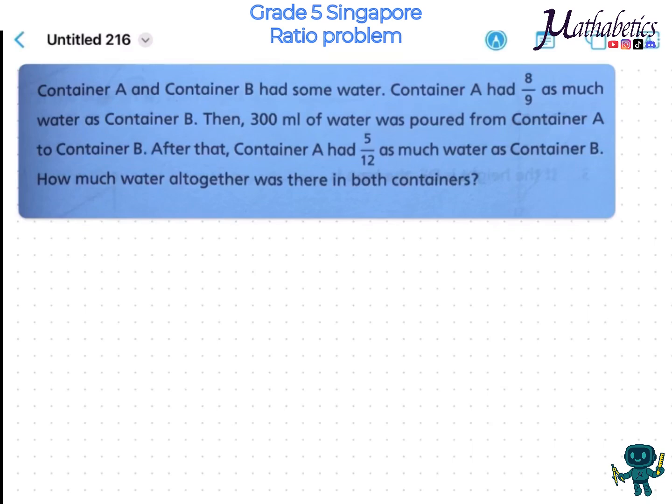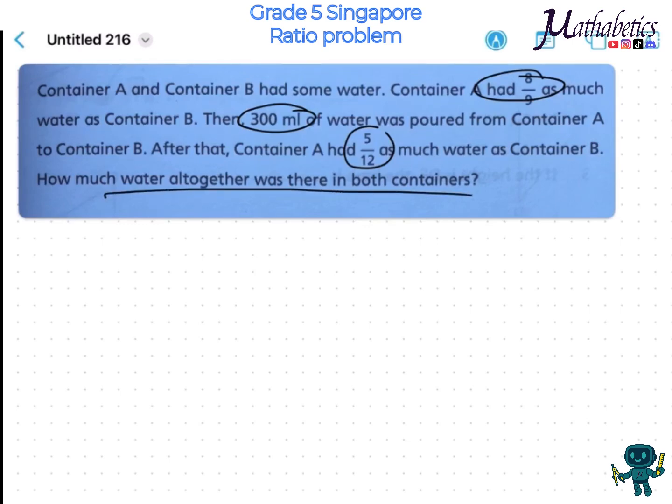So we're going to have two containers with some water. Now container A's got 9/8 as much as another container, B. Then we pour 300 milliliters of water from A to B. Now after that, container A has 5/12 as much as B, which is less because it's a smaller fraction. Now we want to know how much water they have in both containers.